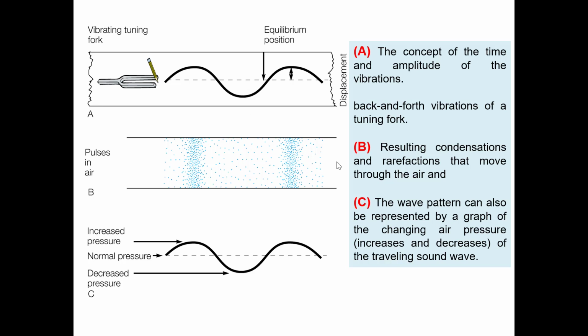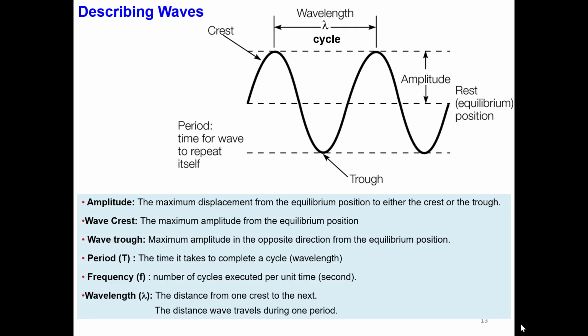And this region corresponds to the maximum amplitude, and this corresponds to the maximum amplitude. But these regions of low pressure, or rarefaction zones, correspond to the minimum amplitude, or the amplitude in the negative direction with respect to the equilibrium position.